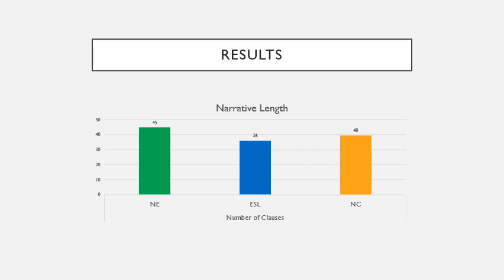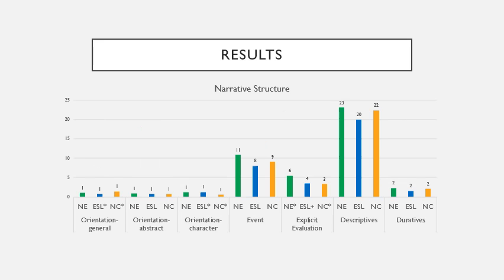The first one is narrative length. Narrative length is evaluated by the number of clauses, and although we don't actually see any statistical significance here, just by looking at the numbers, it kind of gives us general impression that native English speakers tend to produce a little bit longer stories than the Chinese participants. This is about narrative length. The next category is narrative structure.